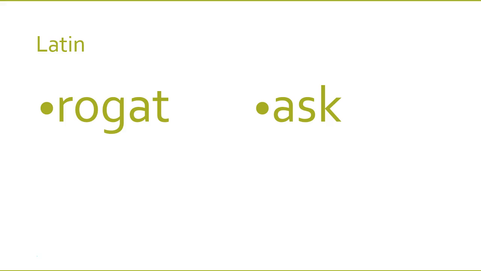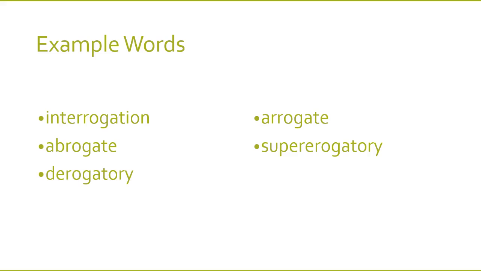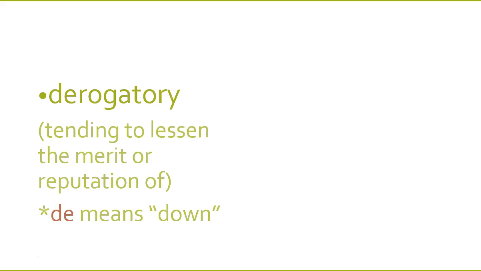The next stem is rogat. Rogat means ask. This is where we get our words interrogation or abrogate, or the one I want to talk about, derogatory. The stem de means down. So when you make a derogatory statement about somebody, what you're doing is you're asking people to put them down, to lower them and make them feel like they're not good enough.